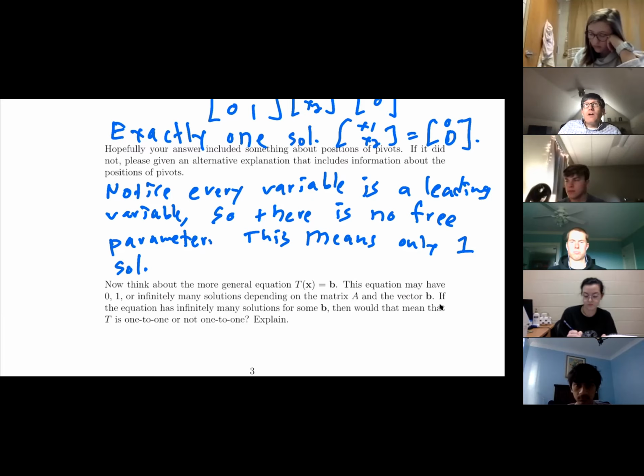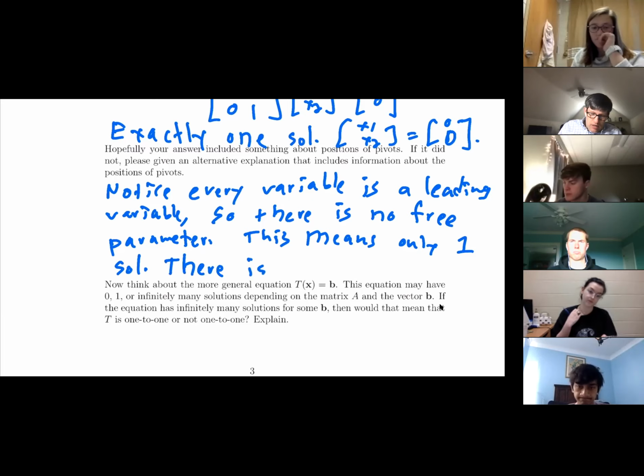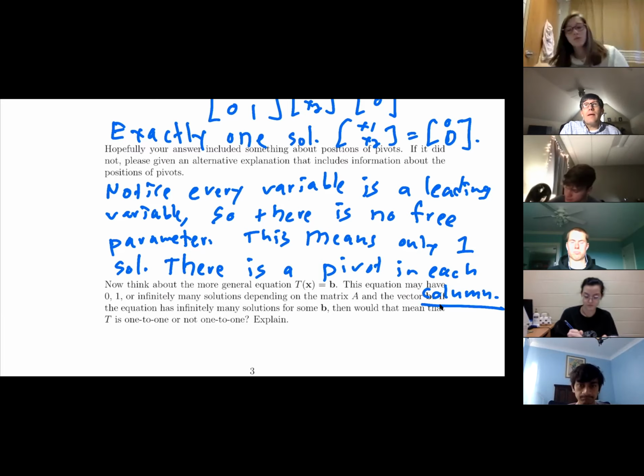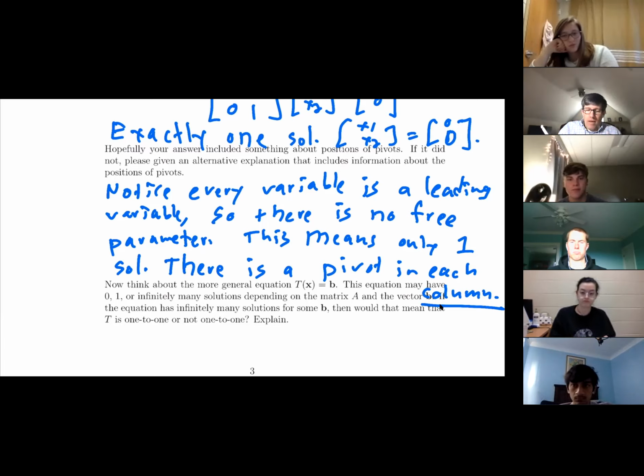So how do we know that every variable is a leading variable? There is a pivot in each column, right? So the pivot in every column means that there's no free variables. Does that make sense? Right. Any questions?